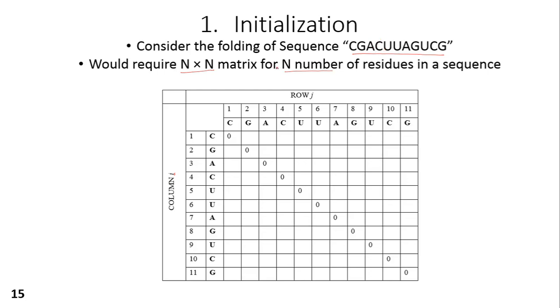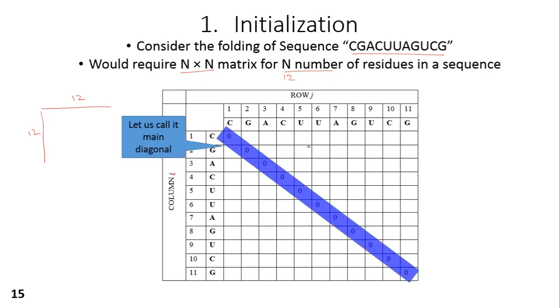This would eventually mean that if your sequence contains 12 residues, then you would have to devise a 12 by 12 matrix and you need to solve it. So in our case, how many residues are here? There are 11 residues, and hence we need to have an 11 by 11 matrix. I hope it is clear.